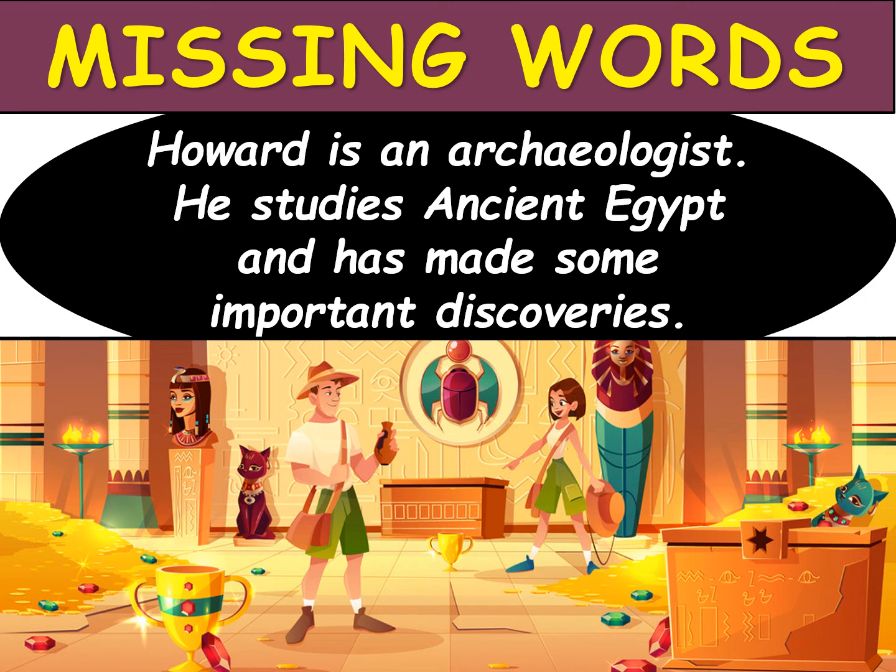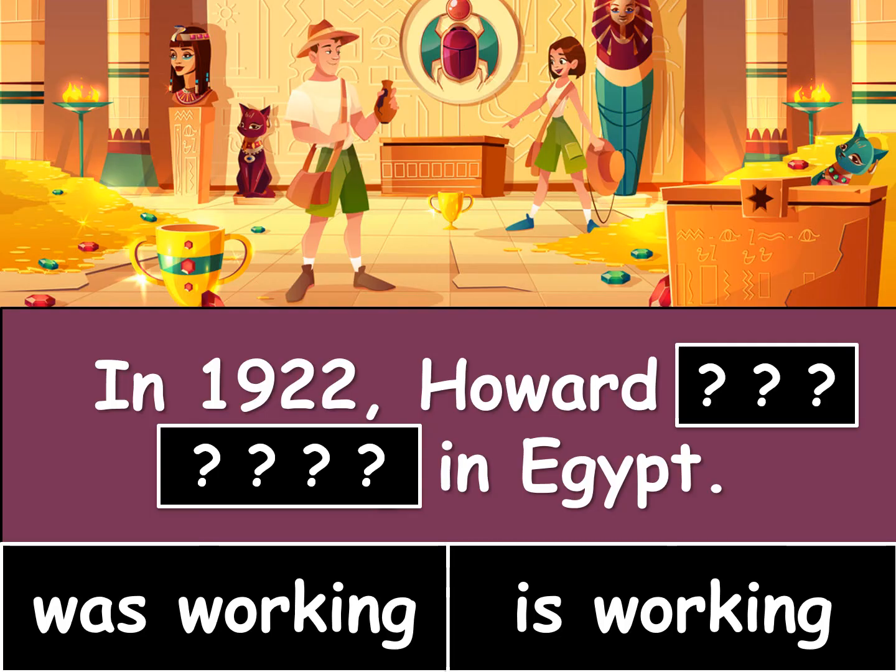Now let's play missing words. Howard is an archaeologist. He studies ancient Egypt and has made some important discoveries. So I'm going to tell you some things about Howard, and you have to tell me the missing word. And there are two choices at the bottom, so look carefully. Take a look. Which one of these should finish this sentence? Was working or is working?